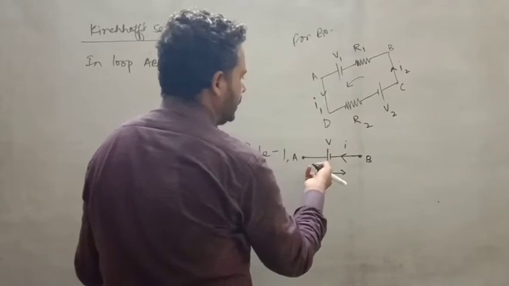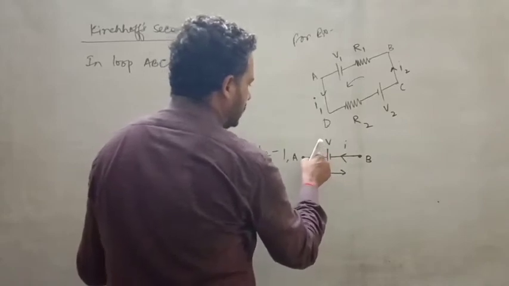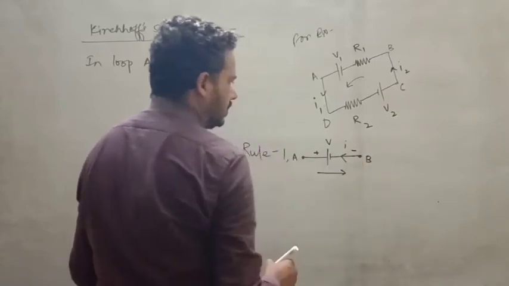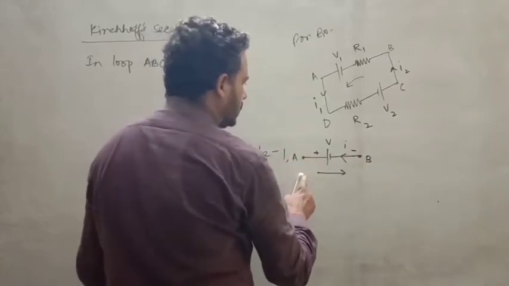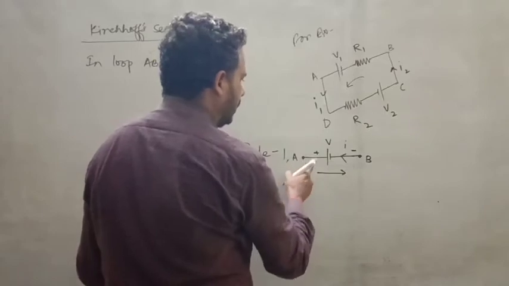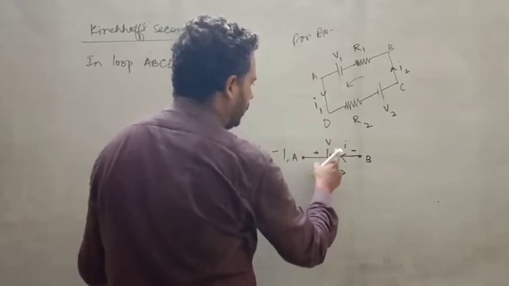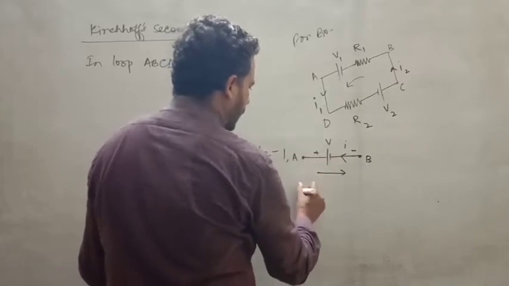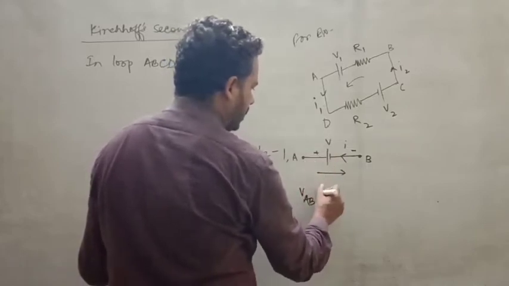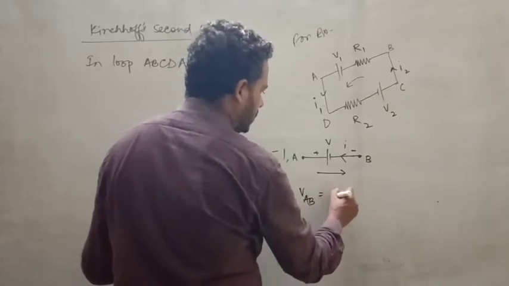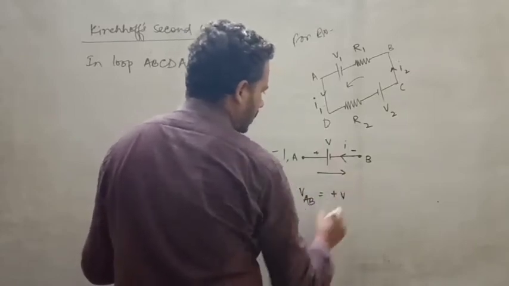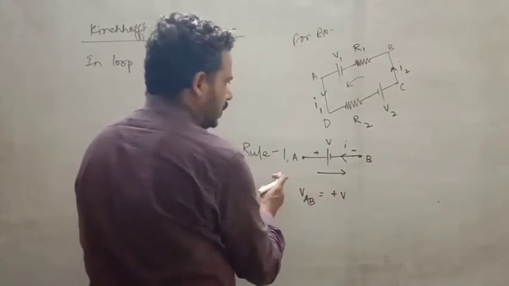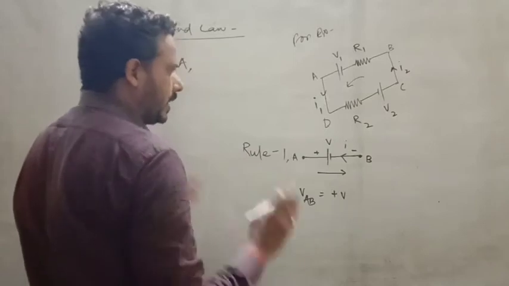This one is very simple, because this terminal is at higher potential and this terminal is at lower potential. So here you have to consider, whenever you enter from higher to lower, you take the potential drop as positive. So VAB would be positive V. This is your first rule. And now your second rule.